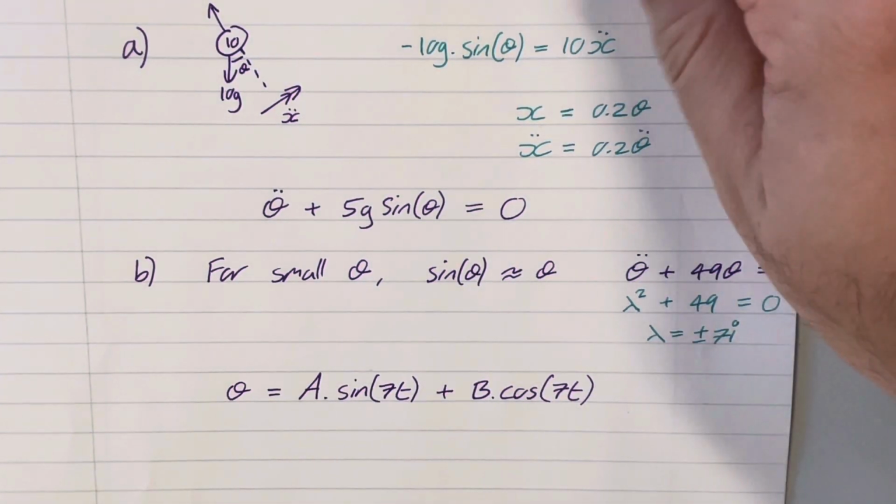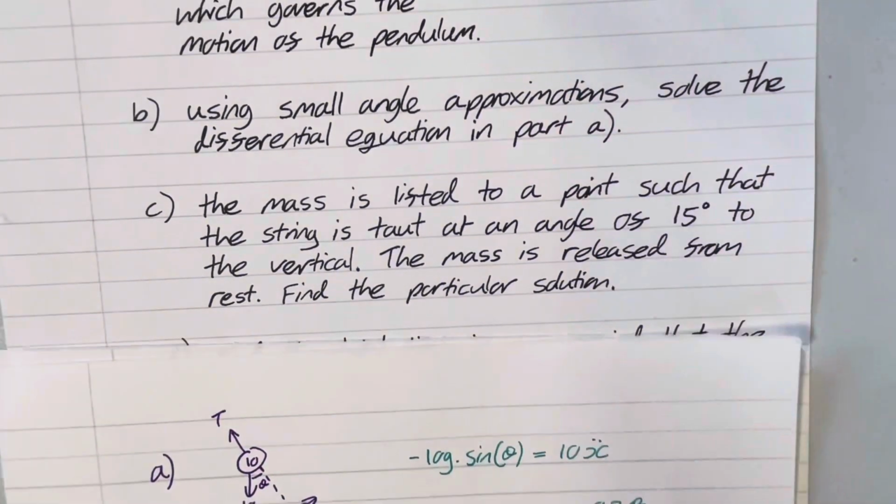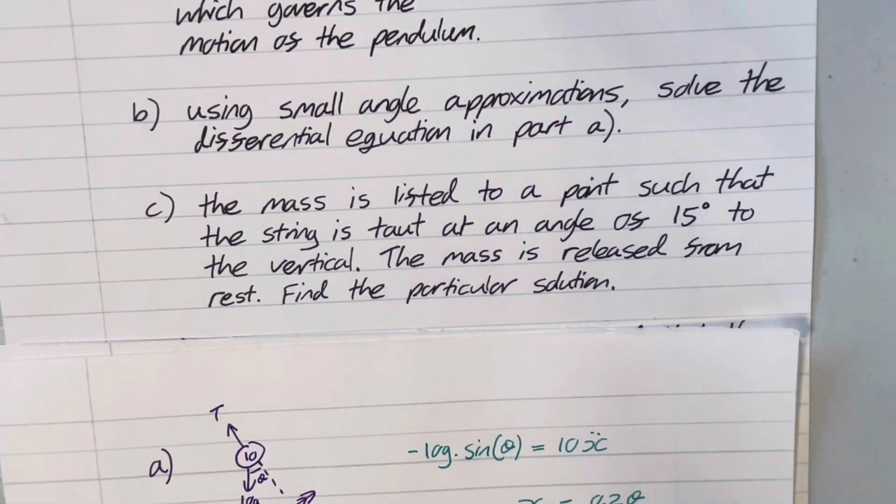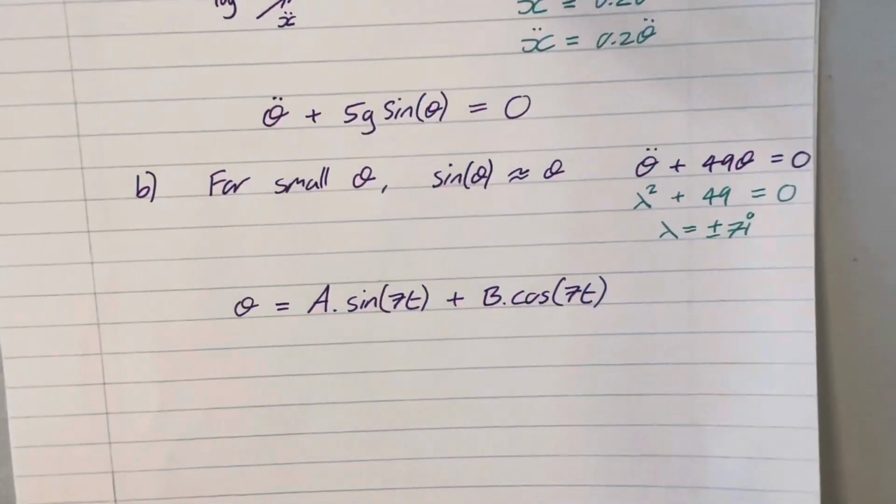Okay. Part C of the question. The mass is lifted to a point such that the string is taut at an angle of 15 degrees to the vertical, and the mass is released from rest. Find the particular solution. So the first thing to notice is the question has given theta in degrees when we have to be in radians. So we're going to convert that 15 degrees to radians. And then we're going to plug in our values to get our constant values.